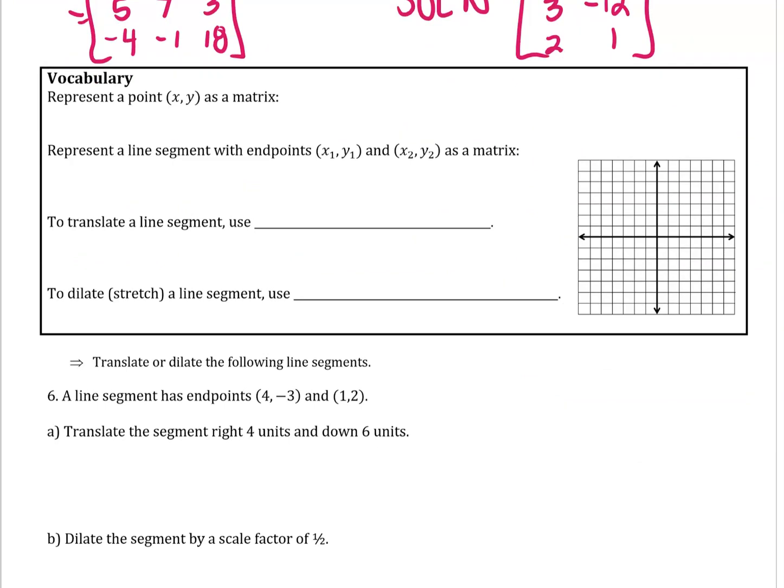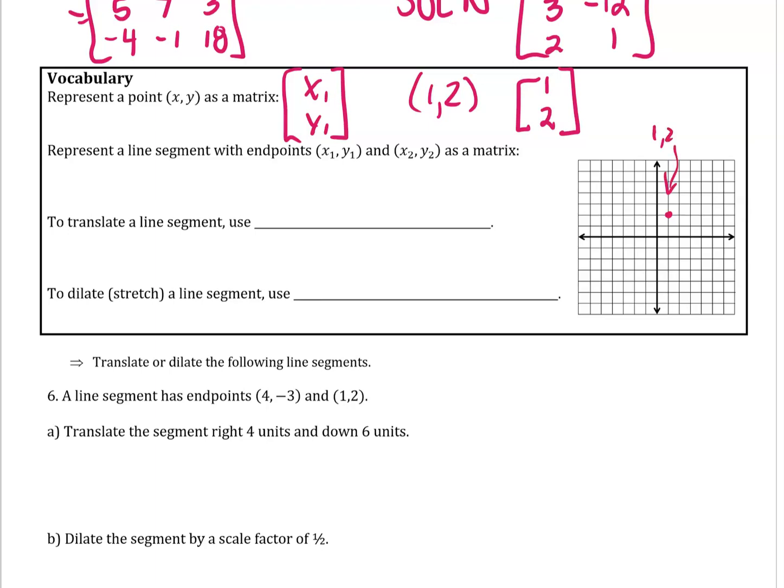Now, how do we use these? Well, first let's represent a point, x comma y, as a matrix. So my point, x y, would be x1, y1. So if, for example, I wanted to represent the point 1, 2, I would rewrite that as the matrix 1, 2. And here's my point 1, 2.